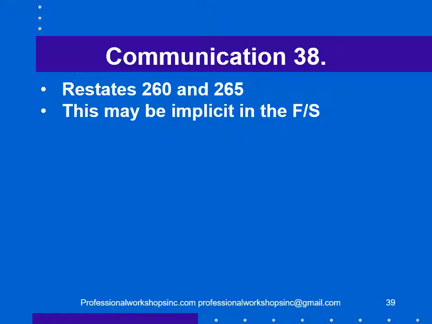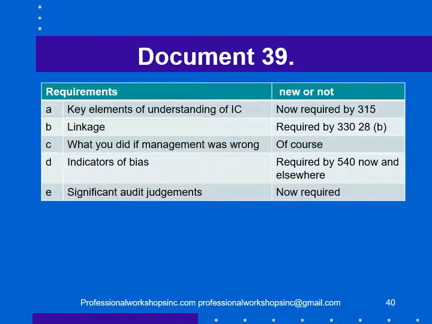Communication, restate section 260 and 265. Maybe implicit in the financial statements anyway. We've got this detailed description of how estimates are made. Documentation, 5 things. Key elements of the understanding of internal control, and that's not new because it's now required by 315. Linkage, not new, required by 330.28b. What you did if management was wrong, of course. Indicators of bias, required by 540 now and elsewhere. And significant audit judgments now required. So there's nothing particularly that we need to remind ourselves to document here. We should already be doing all this.